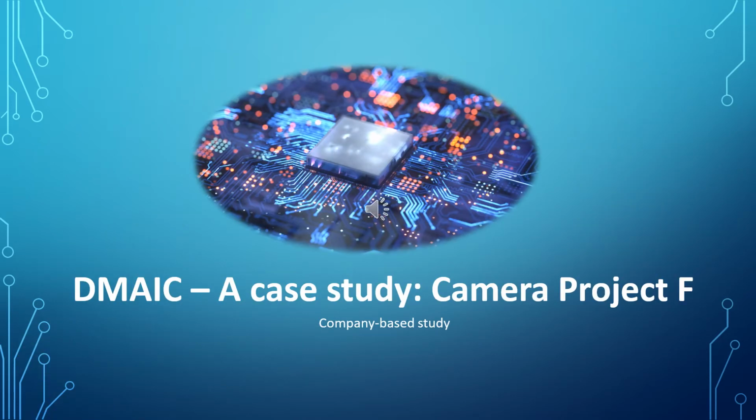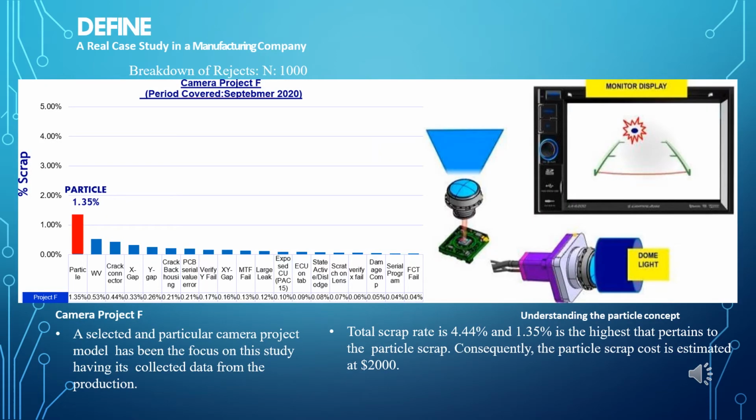DMAIC, a case study for Camera Project F. This is a company-based study. For the define phase, I gathered all the reject data for this particular camera project F, specifically on a certain model that I focused on in this study, which I collected from production. As you can see on this graph, the total scrap rate is 4.4%, and out of it, 1.35% is the highest, which pertains to the particle scrap. Consequently, the particle scrap cost is estimated at $2,000.